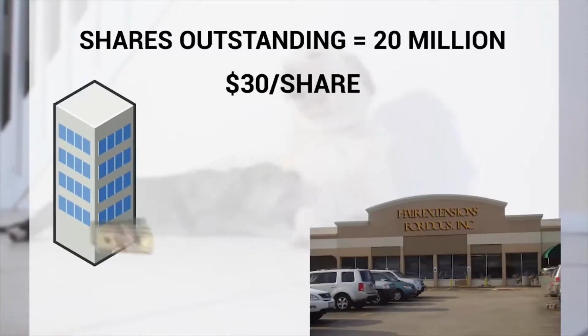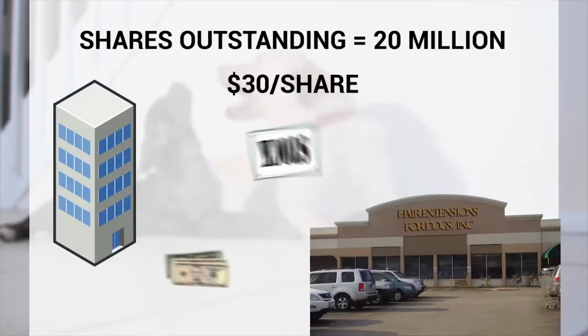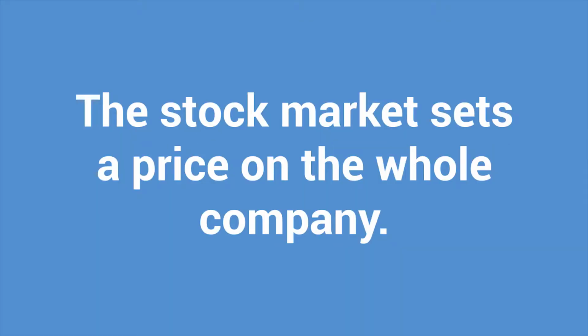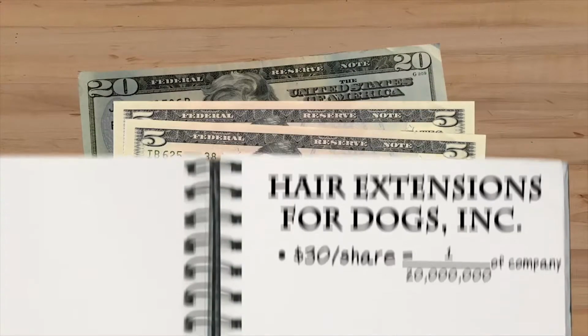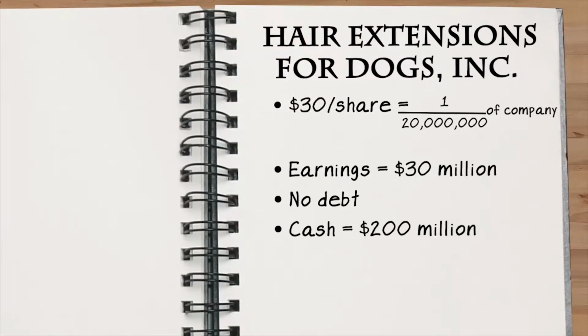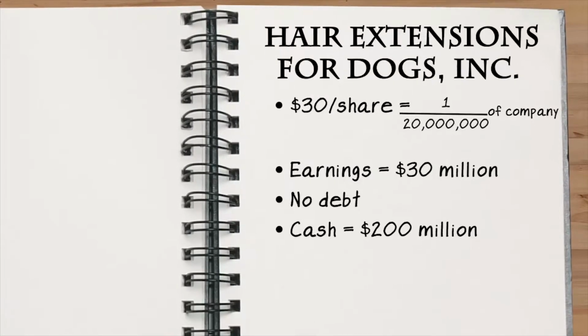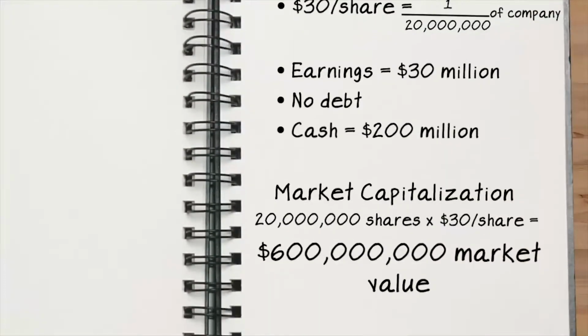The stock market is paying that $30 a share for the company, so it is the stock market that is setting the price on the whole company. That is, for $30, you get 1/20 millionth of a company that has $30 million in earnings, no debt, and $200 million in cash. Well, all of it together comprises the total value of the company, so that's the market capitalization. Got it? Shares outstanding times stock price.